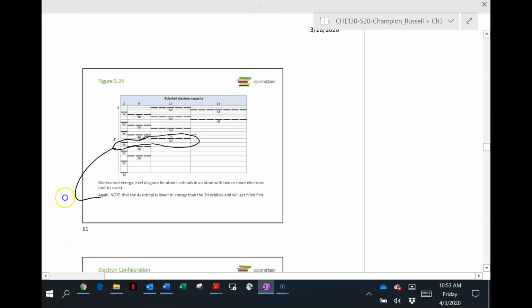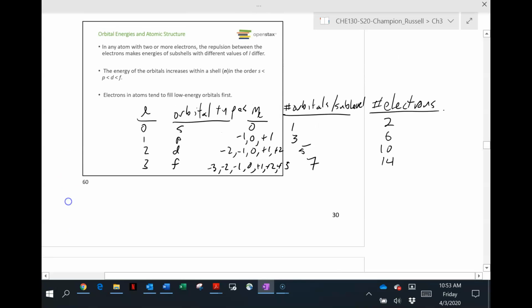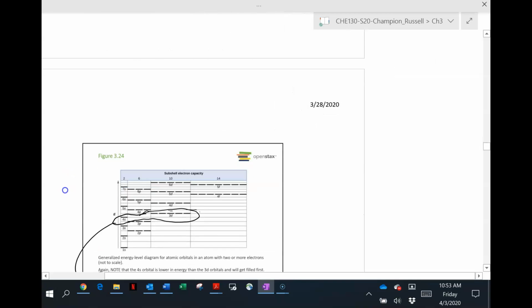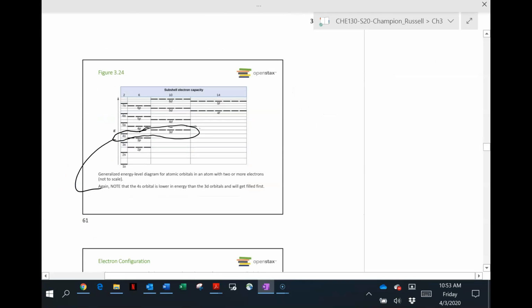There was a note here: electrons in atoms tend to fill the low energy orbitals first. That's something we're going to learn is called the Aufbau principle. Aufbau is German, and that means building up, and that we build up from the lowest orbitals to the highest orbitals. So the first 2 electrons are going to go in the 1s orbital here, and then the next 2 electrons would go in the 2s, and then we go up to the 2p, for example.